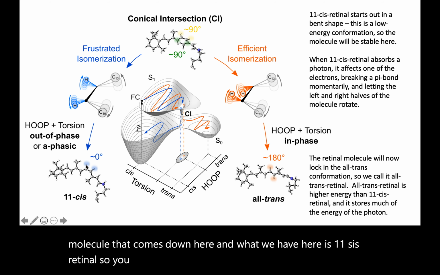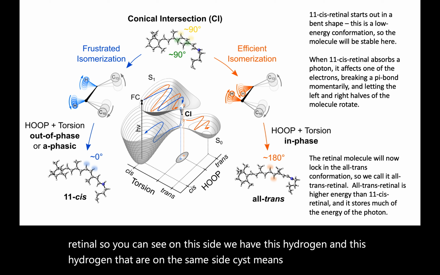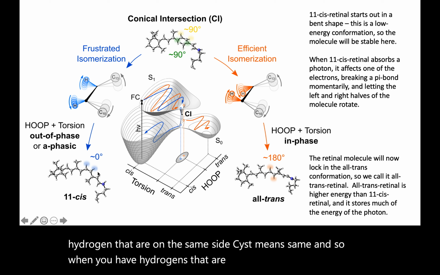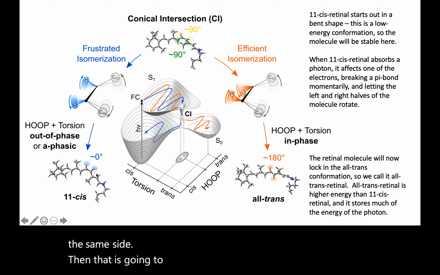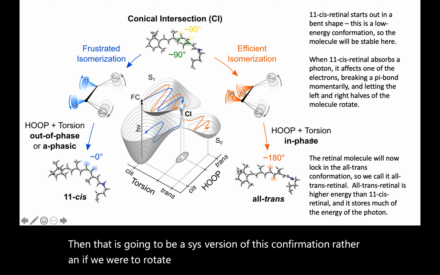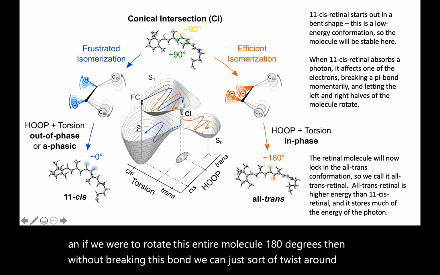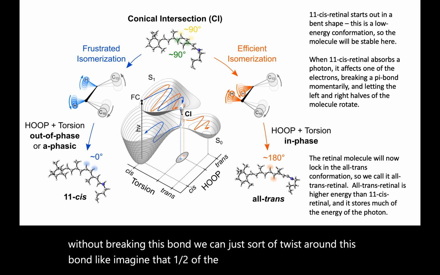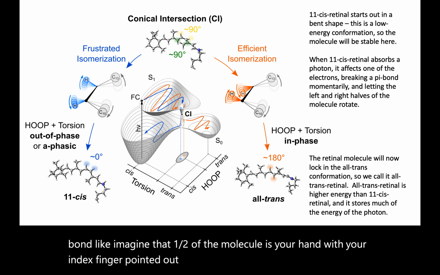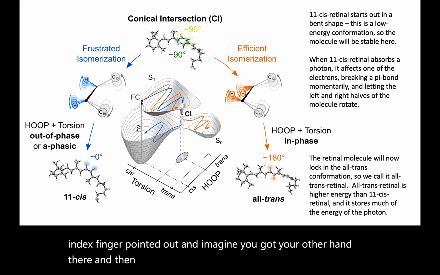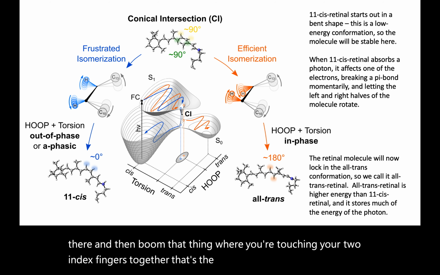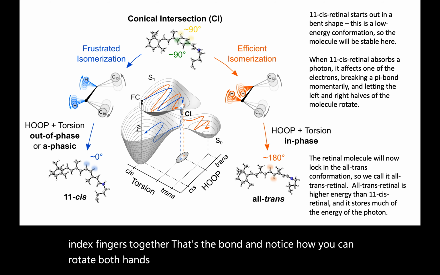So you can see on this side we have this hydrogen and this hydrogen that are on the same side. Cis means same. And so when you have hydrogens that are next to each other on the same side, then that is going to be a cis version of this, conformation rather. And if we were to rotate this entire molecule 180 degrees, then without breaking this bond, we can just sort of twist around this bond. Like imagine that one half of the molecule is your hand with your index finger pointed out, and imagine you got your other hand there, and then boom. That thing where you're touching your two index fingers together, that's the bond. And notice how you can rotate both hands, and it's fine. The bond can remain intact, but you've rotated around it.